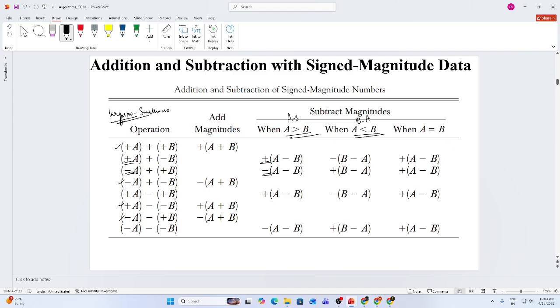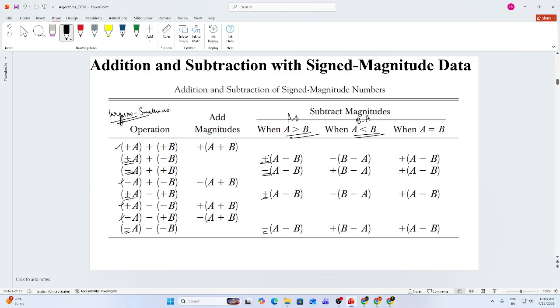Similarly in this case, if a is greater, the sign of the result is nothing but the sign of a. Or I may get a case that b is greater. So in this case what do I need to do? I need to perform b minus a. Then what is the sign of the result? The sign of the result is nothing but the complement of the sign of a.